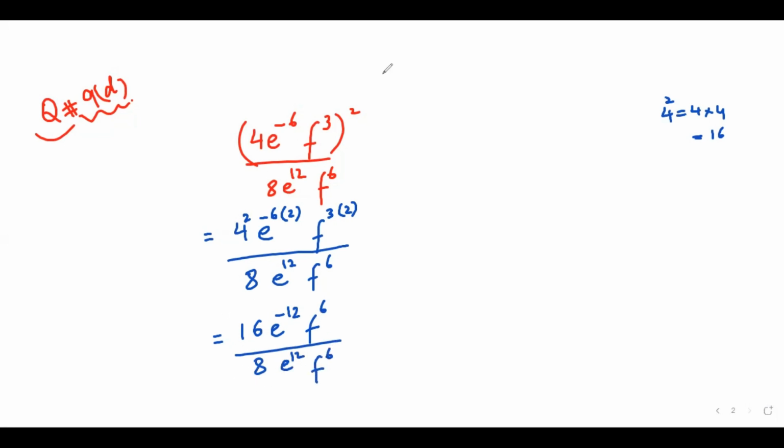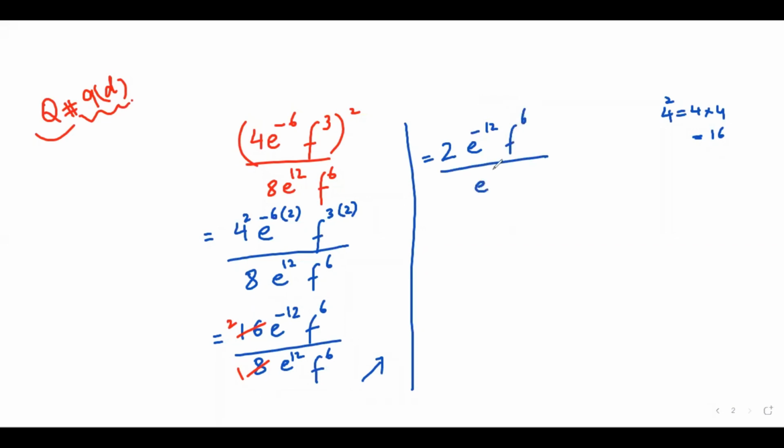Now can I cancel 8 and 16? They are coming in the same table. 8 ones are 8, 8 twos are 16. So the leftover values will be, I'm moving to this side, 2 e power minus 12 f power 6 over e power 12 and f power 6.